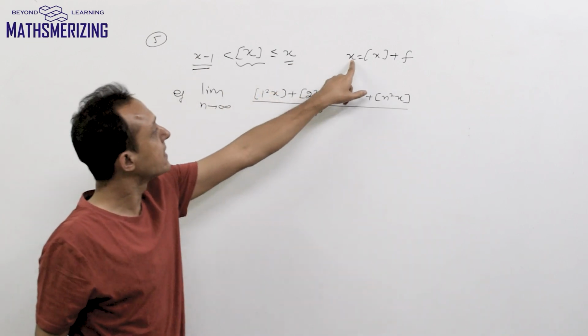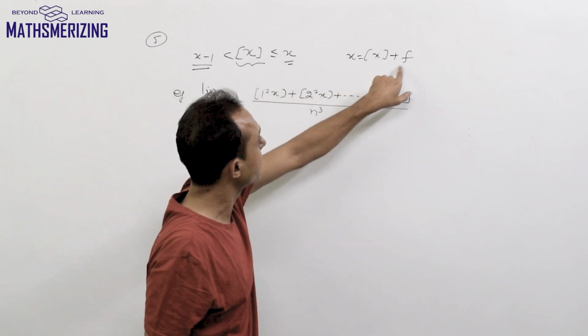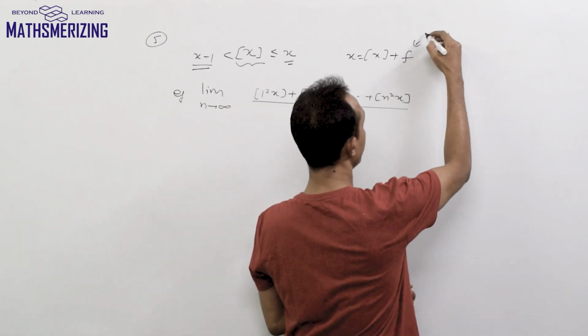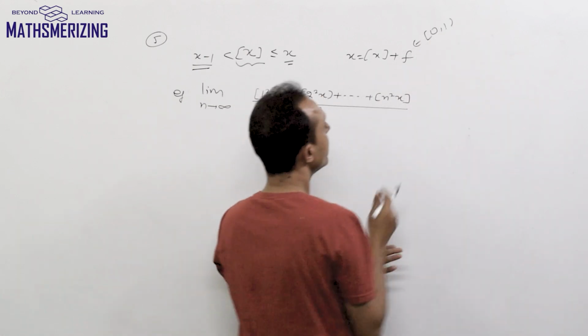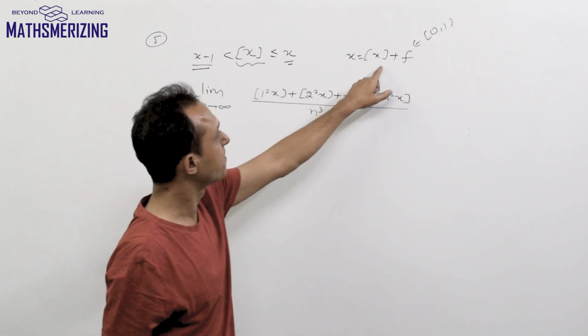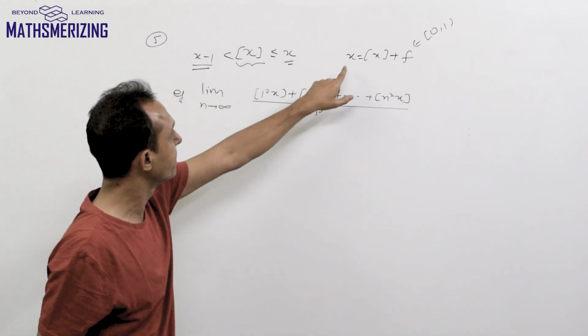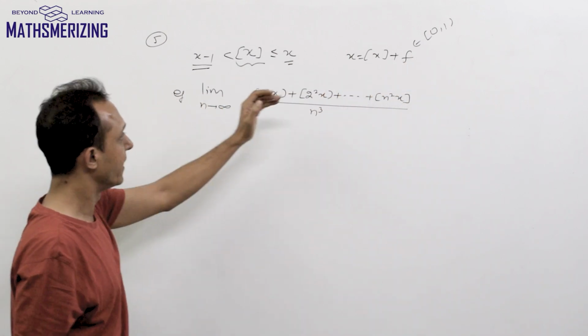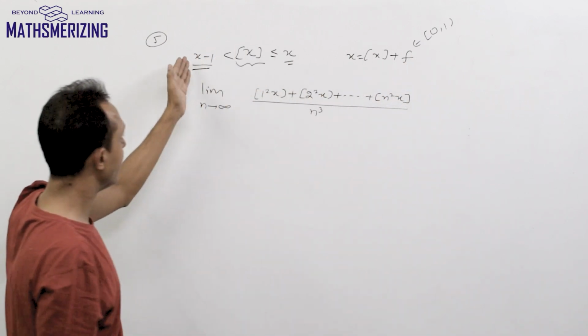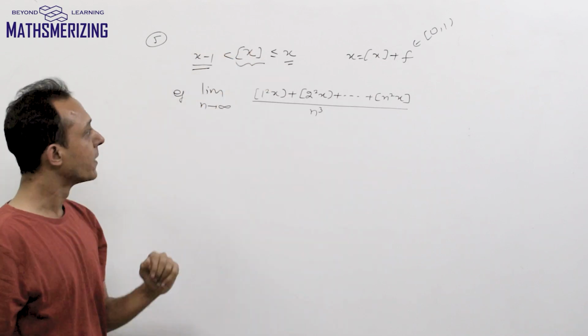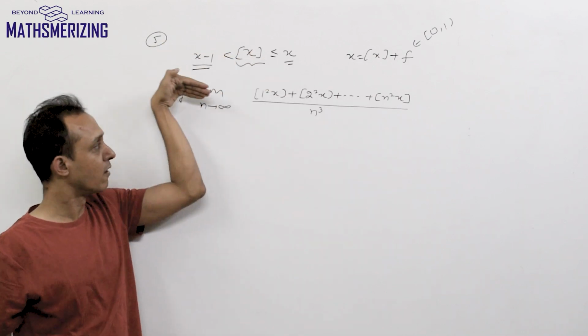We know that any x is the greatest integer function of x plus f, and this f belongs to [0, 1). So it is the greatest integer function of x plus some value. Its maximum value will be simply x, and x minus 1 will always be less than the greatest integer function value. Now we use this property while solving limits.